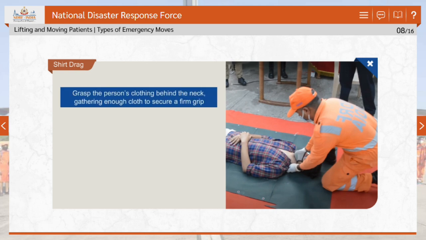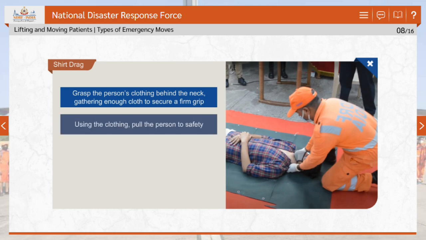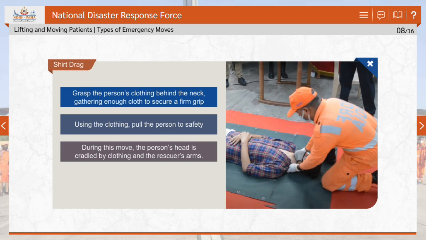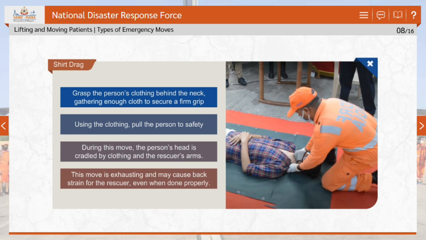Grasp the person's clothing behind the neck, gathering enough to secure a firm grip. Using the clothing, pull the person headfirst to safety. During this move, the person's head is cradled by clothing and the rescuer's arms. This move is exhausting and may cause back strain for the rescuer, even when done properly.